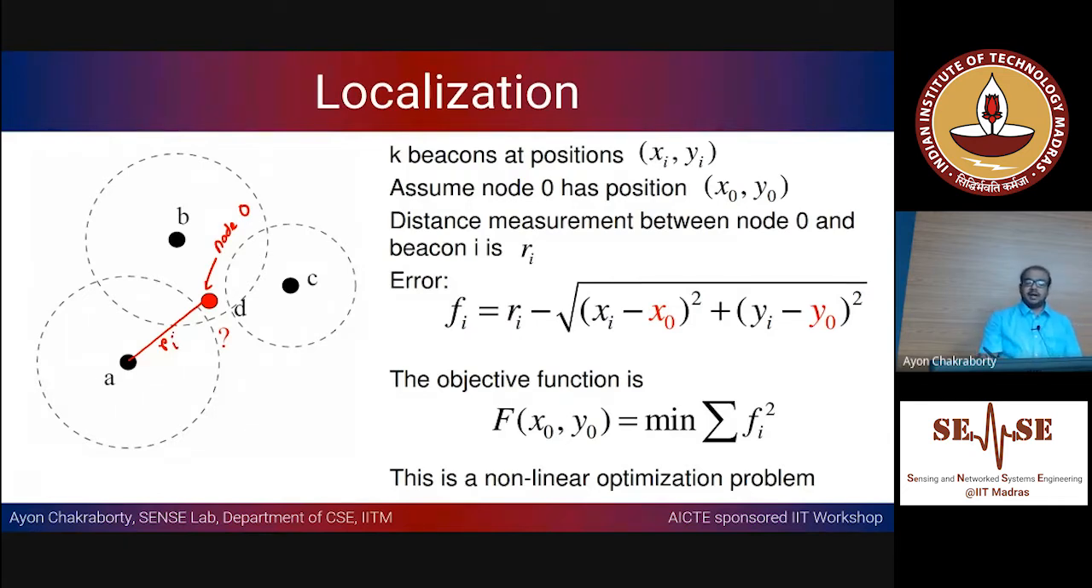So what exactly does this optimization problem try to solve? If you see (xi minus x0) whole square plus (yi minus y0) whole square, this is the Euclidean distance between the beacon and the node. And what is Ri? Ri is the estimated range. Ri is not the true range.